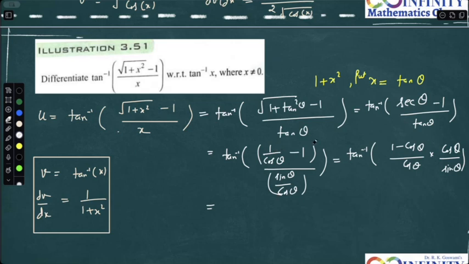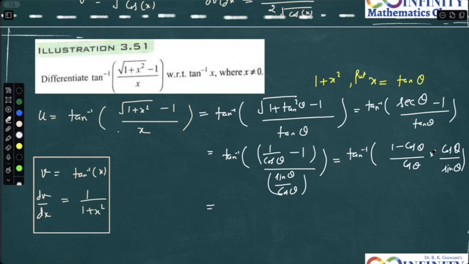So numerator 1 upon cos theta minus 1, you just take the LCM, it is 1 minus cos theta over cos theta. No issues? Good. And this sine theta over cos theta, it was in the denominator. I will just write it as multiplied by the reciprocal of the denominator.